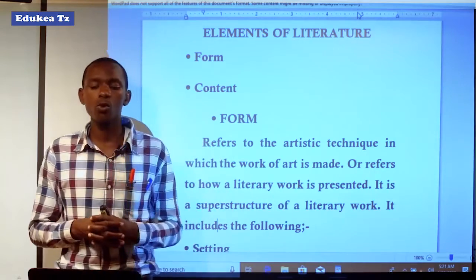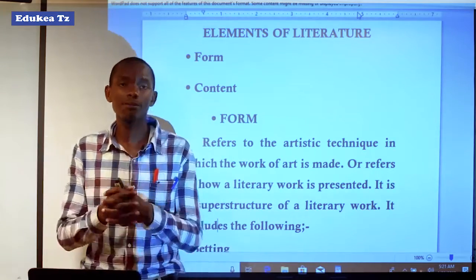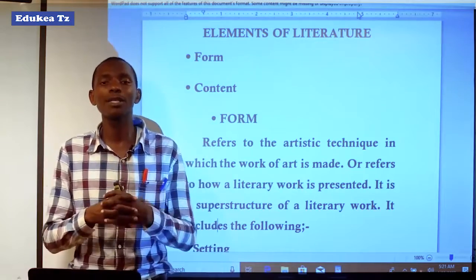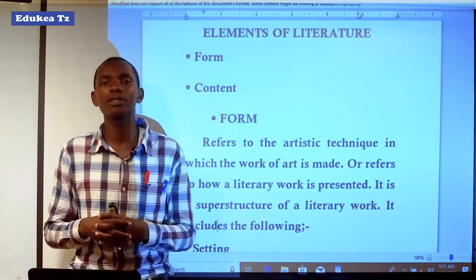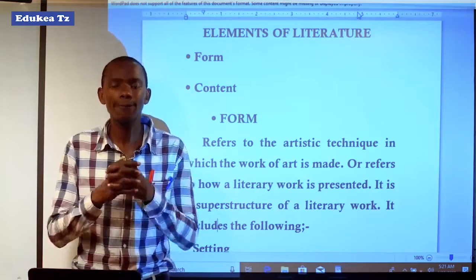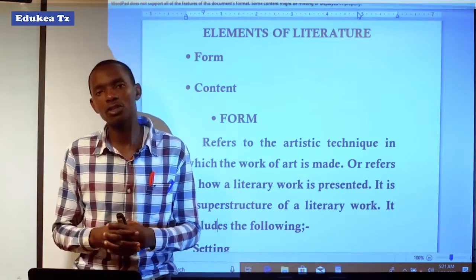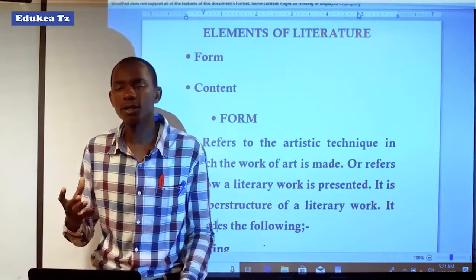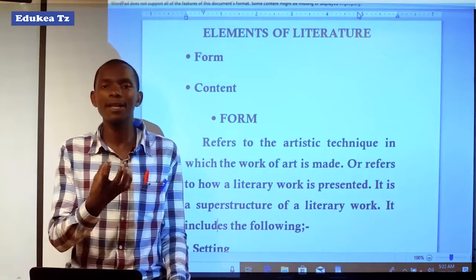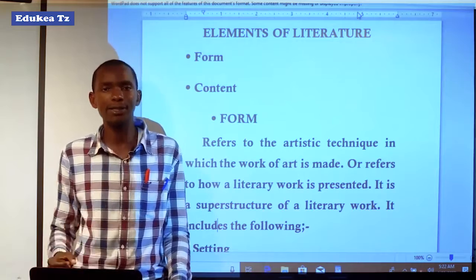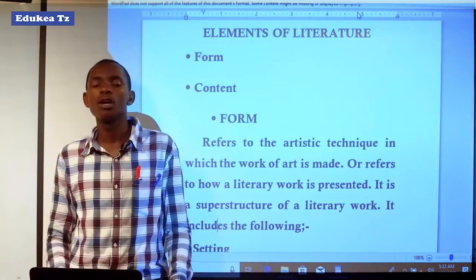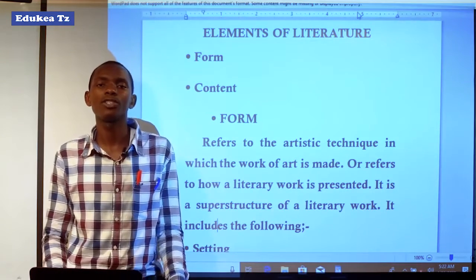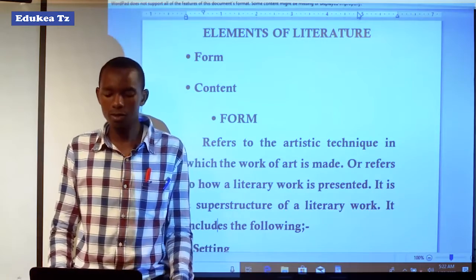So these elements of literature are very important. You can't make analysis of any kind of literary work without them. These are the basic things that can enable you to make analysis or appreciation of literary work.